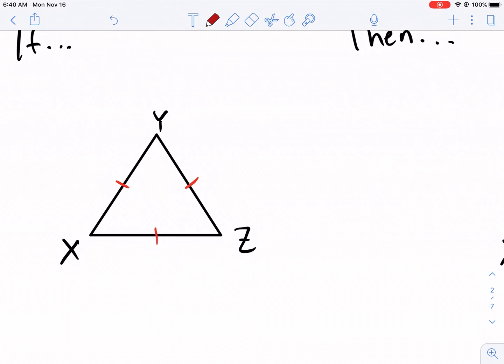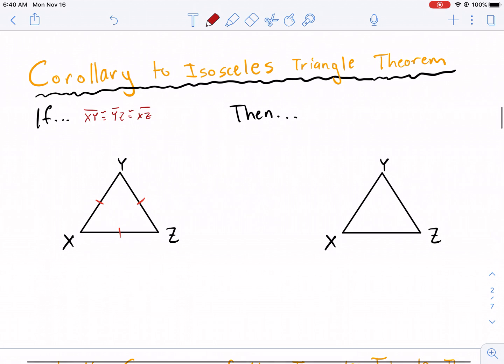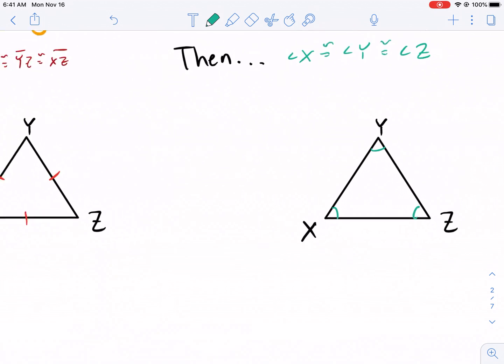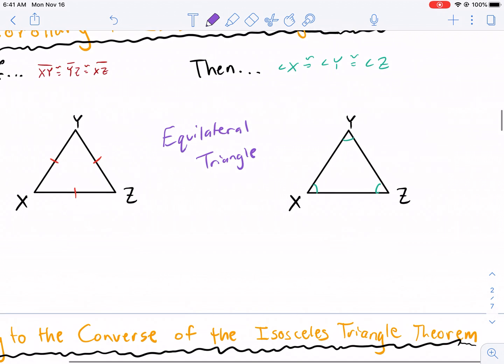So real quickly, I'm going to write what I've been doing. I'm going to say if XY is congruent to YZ and is congruent to XZ, if you want to say ZX, that's fine too. Then what else do we know? Well, we know that all the angles are equal to each other. So angle X is congruent to angle Y is congruent to angle Z. Now, quick pop quiz. What is this triangle? If we know that all the sides are equal and all the angles are equal, what is this? This is an equilateral triangle. Okay. All sides equal, all angles equal, it's equilateral.